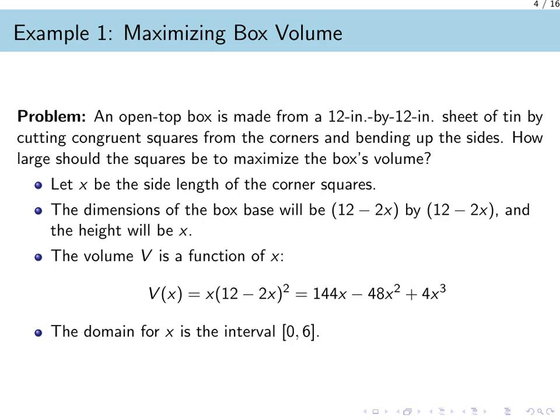This gives us a volume function, V(x), which equals x times the quantity 12 minus 2x, squared. The smallest possible cut is 0, and the largest is 6 inches, so the domain for x is the closed interval from 0 to 6. Our goal is to find the value of x in this domain that makes the volume as large as possible.